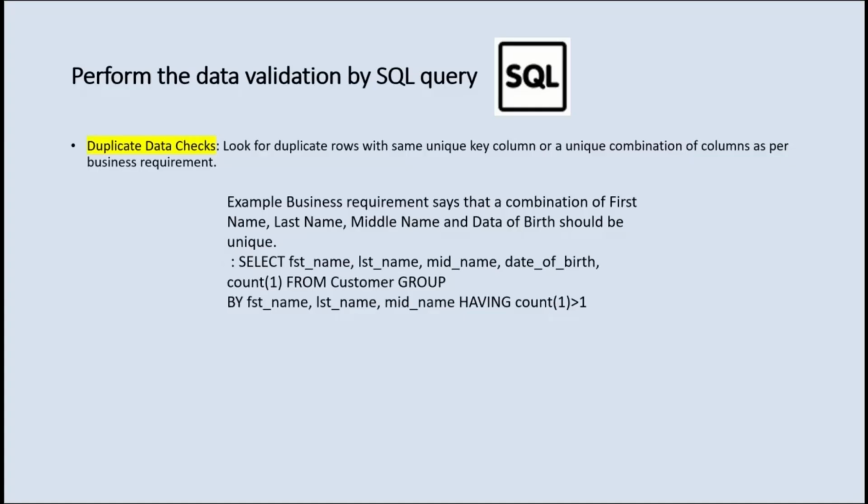The last thing to perform the data validation by SQL query is the duplicate data check. The tester should look for duplicate rows with the same unique key column or a unique combination of columns as per business requirement. An example of this is a business requirement that says a combination of first name, last name, middle name, and date of birth should be unique, which means only one record and it can't accept duplicate rows. This query can also be downloaded from the lecture.